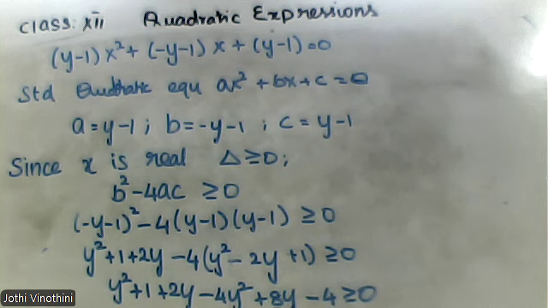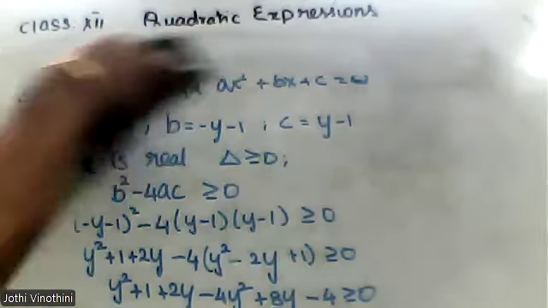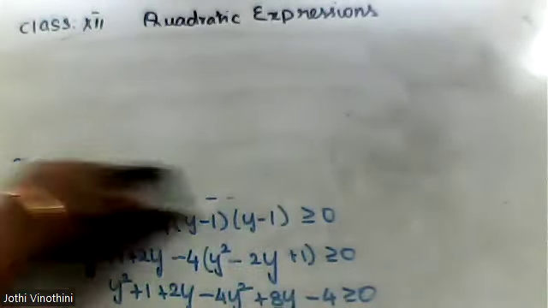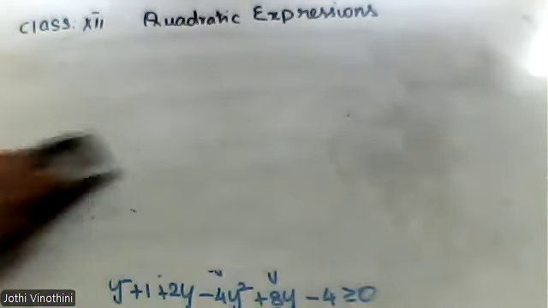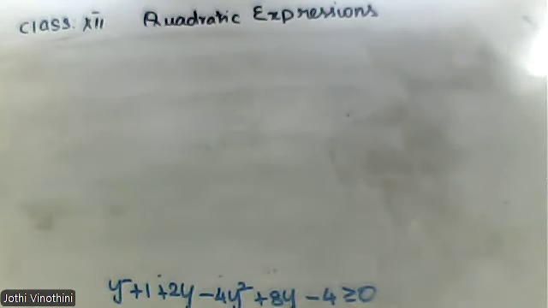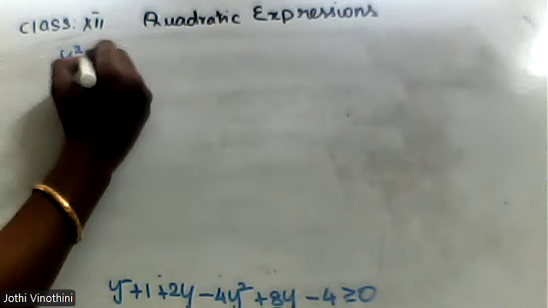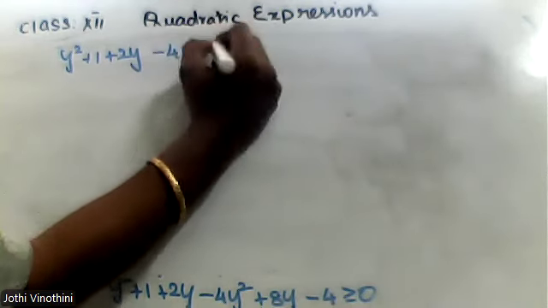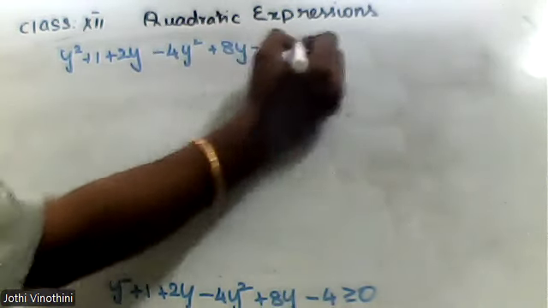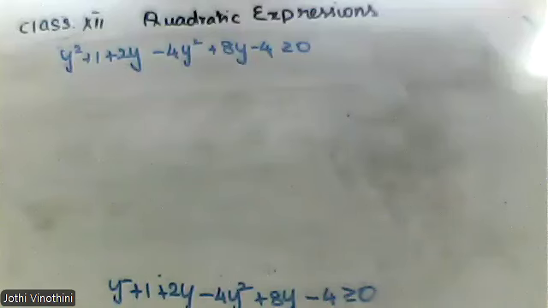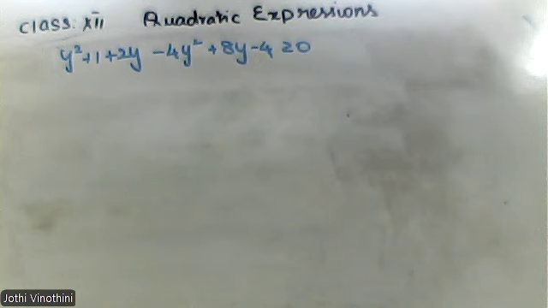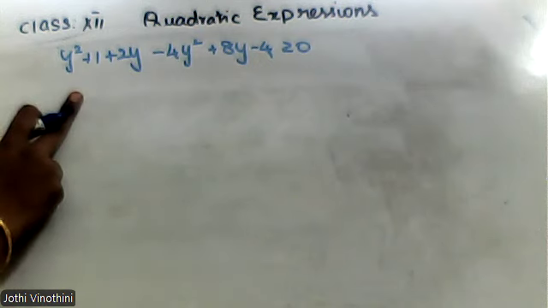Okay, I hope you all copied this. What we find is y squared plus 1 plus 2y minus 4y squared plus 8y minus 4 greater than or equal to 0. Clear? Okay. So we have to simplify this one.